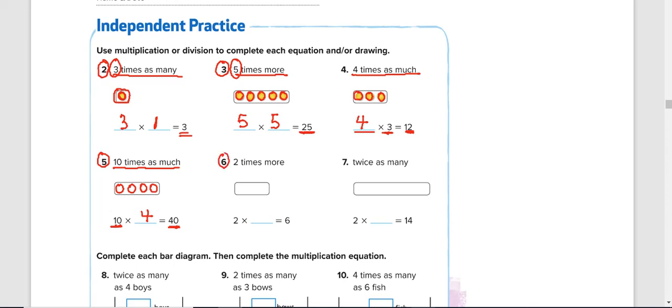So try number 6 now by yourself. This is a new way. Number 6, 2 times more. The 2 is already here and the answer is 6. So how many counts will I have here such that when I multiply it by 2, it will give me 6? It's going to be 3. 2 times 3 is 6. And number 7, the last one I'm going to be doing, try it by yourself first. 2 multiplied by what are we going to have here to have 14? How many circles will I count? The number multiplied by 2 will give me 14: 1, 2, 3, 4, 5, 6, 7. 2 times 7 is 14.